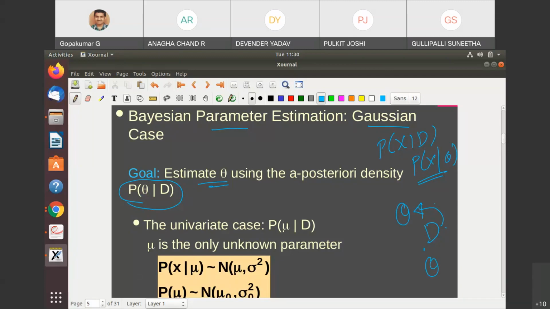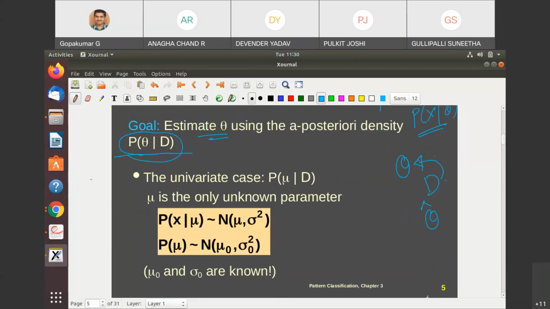Once we know the best theta, in the form of theta cap, the problem is reduced to the MLE estimation that we have discussed. We can substitute that value into the Gaussian equation, which forms the discriminant function, and then the rest we know, or we can use the Bayes rule, whichever technique we are using. So the goal is to find the probability of theta given D.